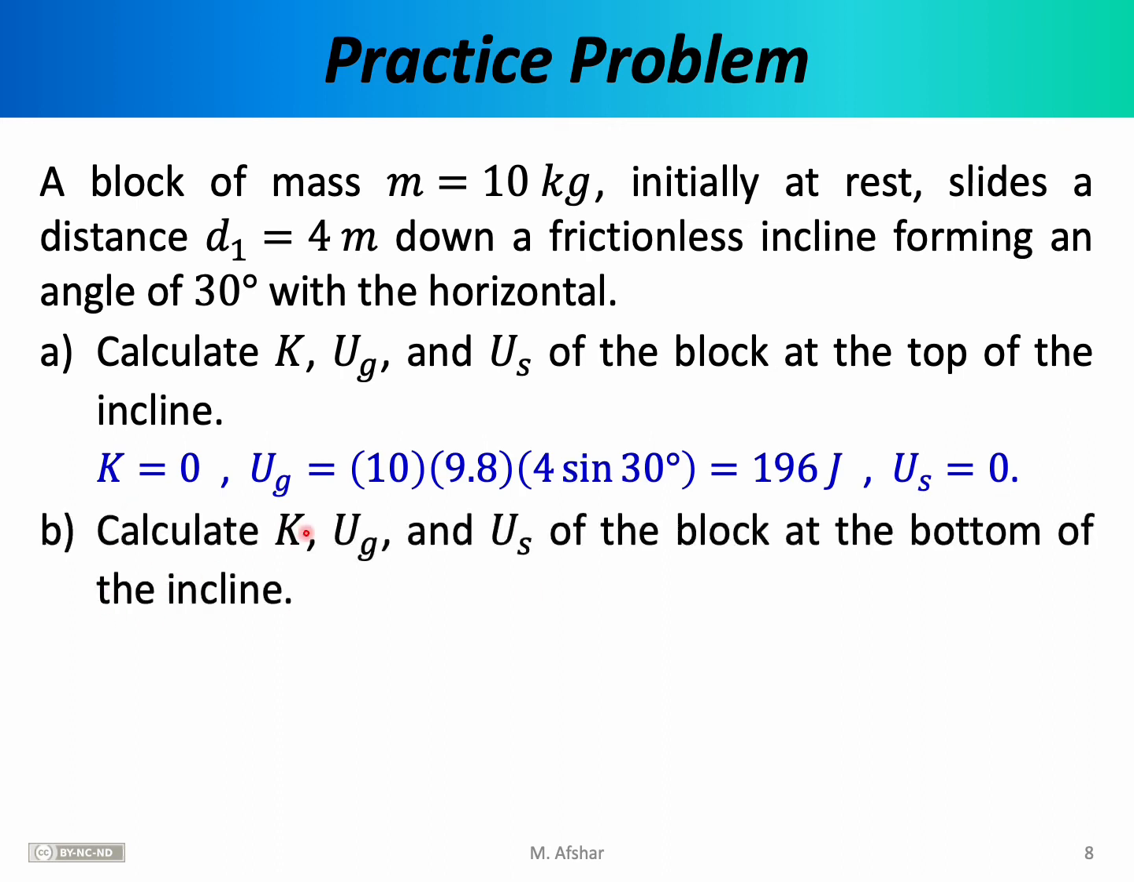Part B asks you to calculate the same energies at the bottom of the incline. So now the object has had a chance to slide to the bottom of the incline. By the time it reaches the bottom, it has sped up. Gravity has been pulling on it. So the kinetic energy is no longer 0. The potential energy is going to be 0 because by the time we reach the bottom of the incline, the height is 0. And of course, there's still no spring in this problem, so the spring potential energy is going to be 0.